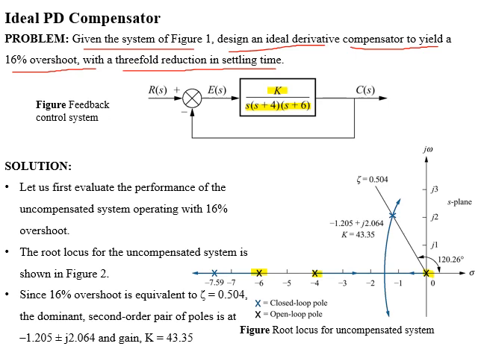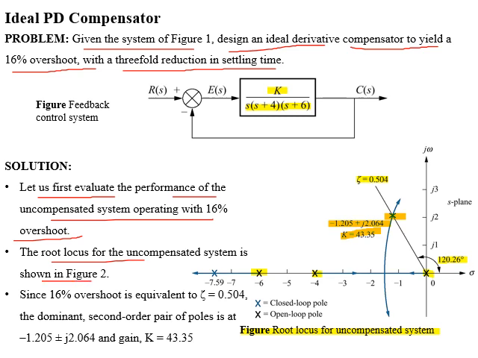First we will evaluate the performance of the uncompensated system at 16% overshoot. For this, first we will draw the root locus of the system and we will draw a line of constant damping ratio. For this line of constant damping ratio, zeta equals 0.504 and the angle will be equal to 120.26 degrees.